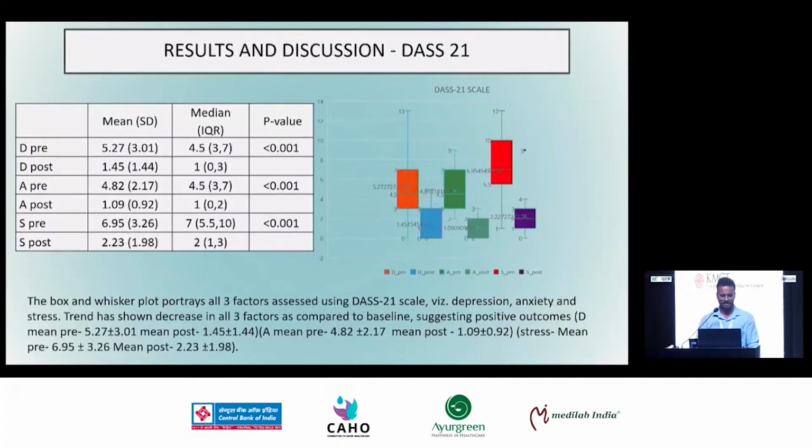Here we can see statistically significant decrease in the components of DAS-21 scale. D here stands for depression, A stands for anxiety, and S stands for stress. The box and whisker plot is shown here to depict the normality of the data.